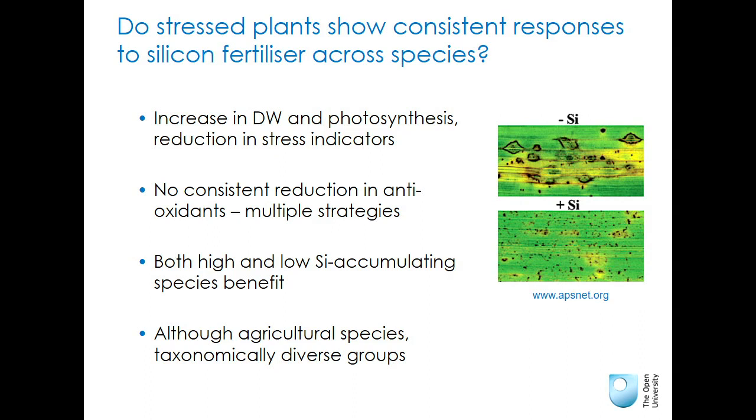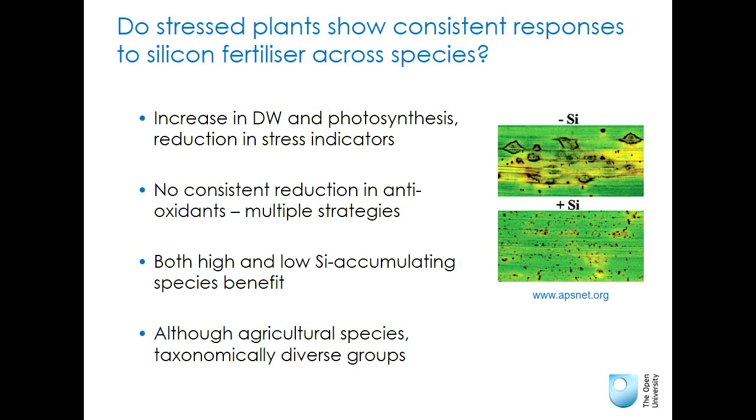We didn't see a consistent reduction in antioxidants, but that's sort of in line with what we're expecting, because we think there's a whole lot of different mechanisms involved. Interesting to me was that both high and low accumulating species seem to benefit. So it's not just the Poaceae that show a positive response to silicon, but rather a whole range of species like the Brassicas and the Asteraceae.